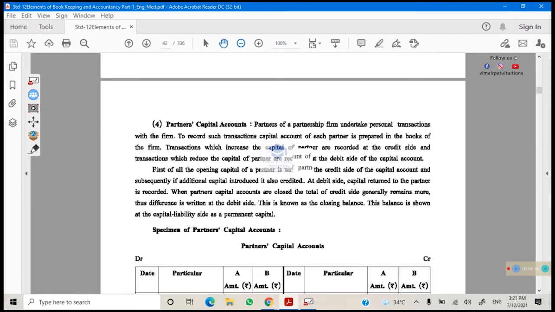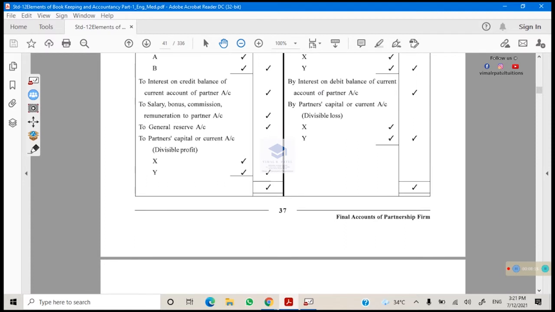Then if there is an adjustment regarding transfer to general reserve, if it is given that transfer 10,000 rupees to general reserve out of divisible profit, then its first effect will be on the debit side of P&L appropriation account and second effect will be on the liability side of balance sheet. If the balance of general reserve is given in trial balance, the same amount of adjustment will be added to it, otherwise it will be straight away transferred to the liability side of balance sheet as general reserve. Then interest on loan given by partners to the firm.